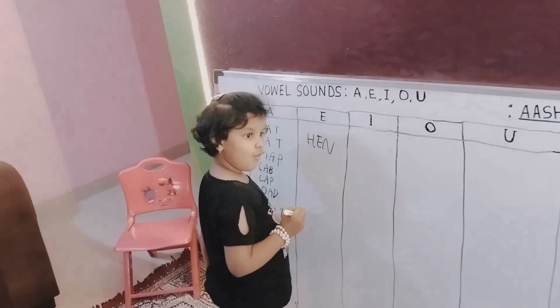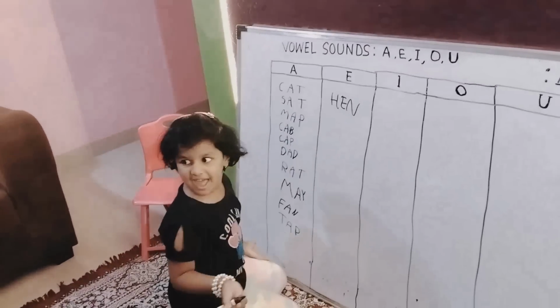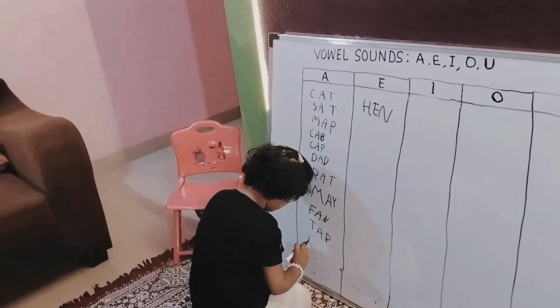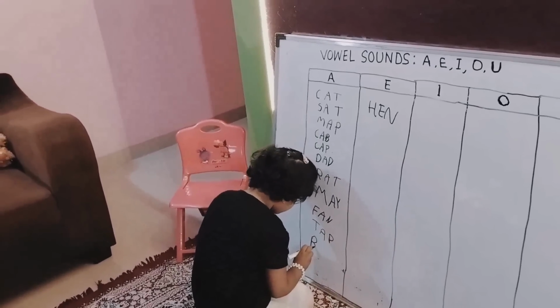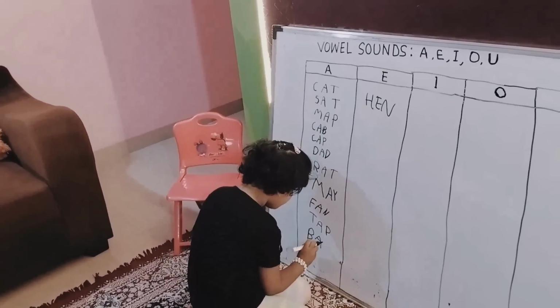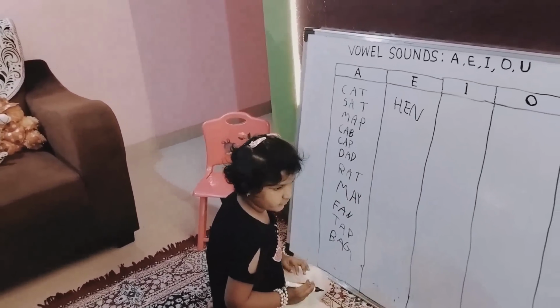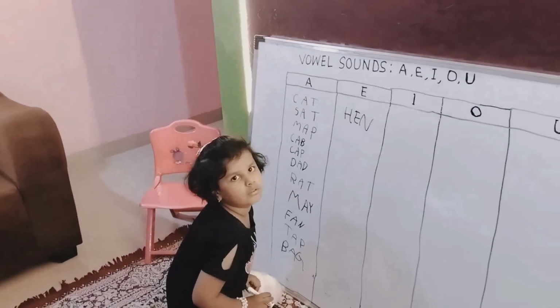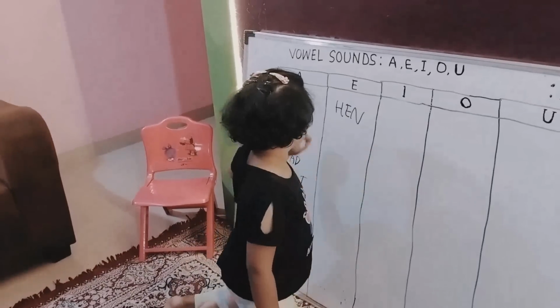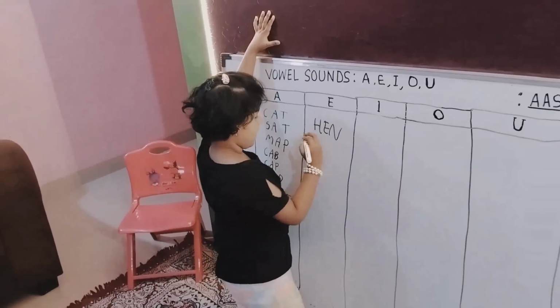Next. Bag. B-A-G. Bag. Okay. E sound. Hen. Hen.